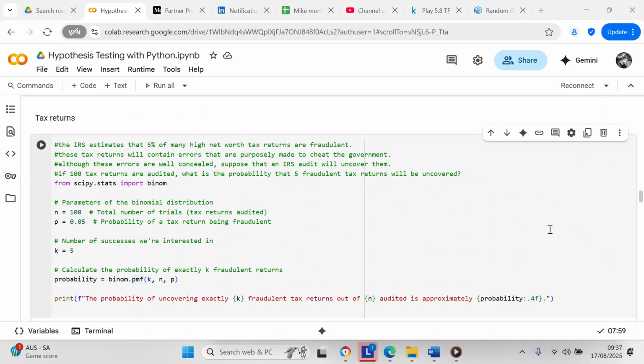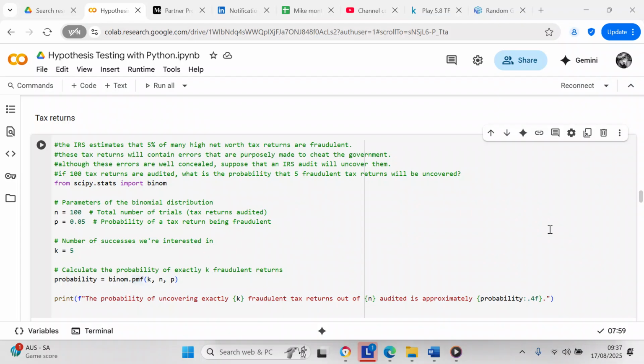So what we're going to do is write a program in Python to answer this question. Before we write the program, we need to import the library that we're going to use. So from scipy.stats, we're going to import binom. scipy is Python's scientific library, and stats is a statistical module within scipy. And binom is the distribution that we're going to use to solve this problem.